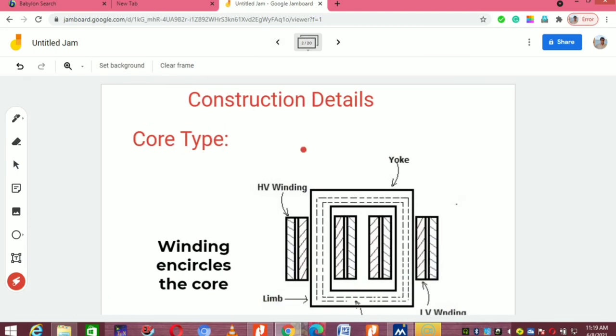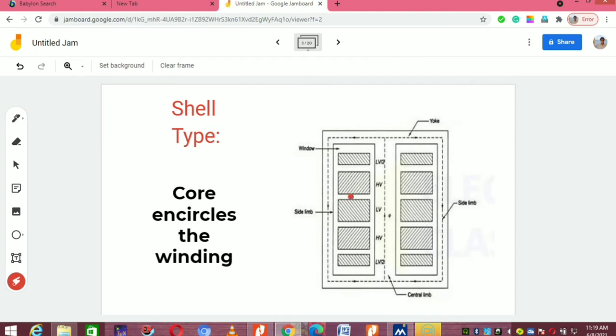If you see the figure, the windings are outside, easily accessible, and we can open, inspect and repair them. So repairing is very easy in the case of the core type transformer. In the case of the shell type transformer, the windings are inside the core, so they are not easily accessible. Opening and repairing are also difficult in the case of shell type transformer.